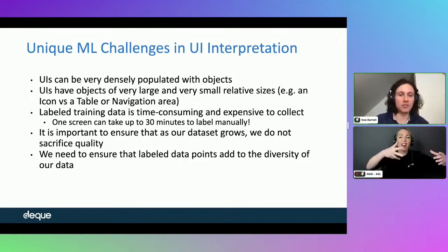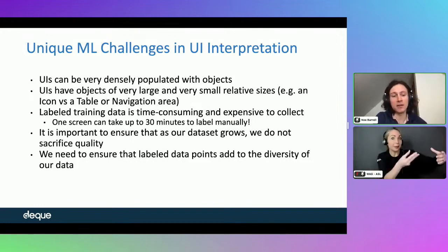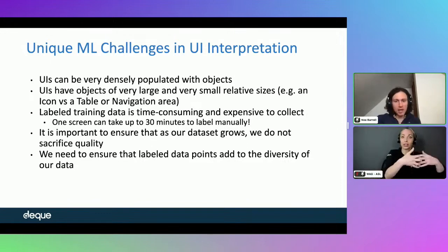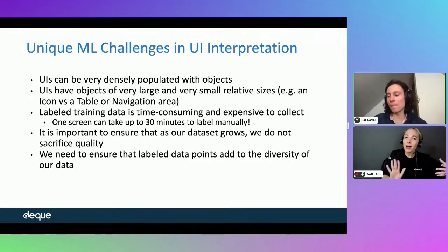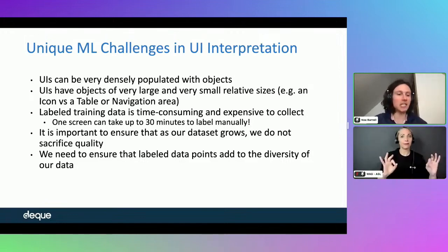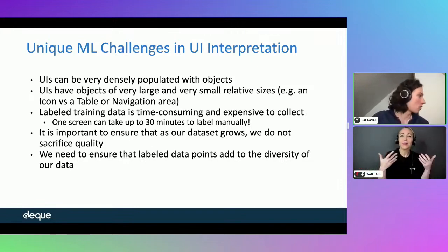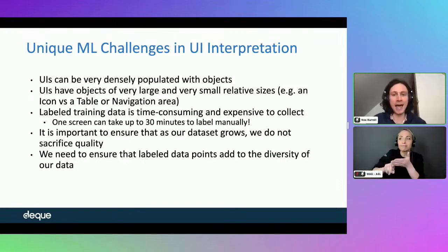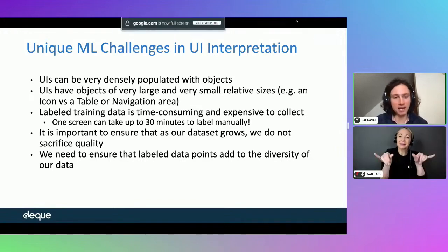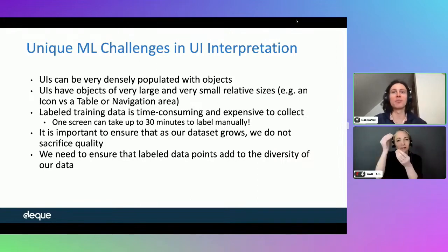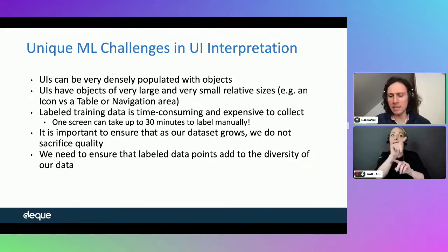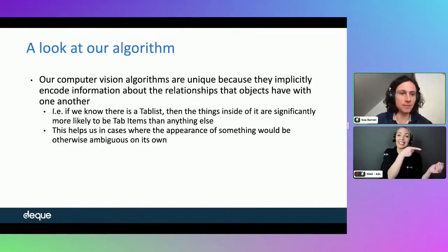And so we really need to ensure that as our data set grows, we don't sacrifice the quality of our data. And then we need to ensure also that the labeled data points of our data set actually add to the diversity of our data. And we're not just collecting a bunch of data points that are like what we've already seen or like what we're good at. And so we have implemented some targeted data collection methods to ensure that the data that we do capture is improving our models so that our investment in this area is kind of targeted.